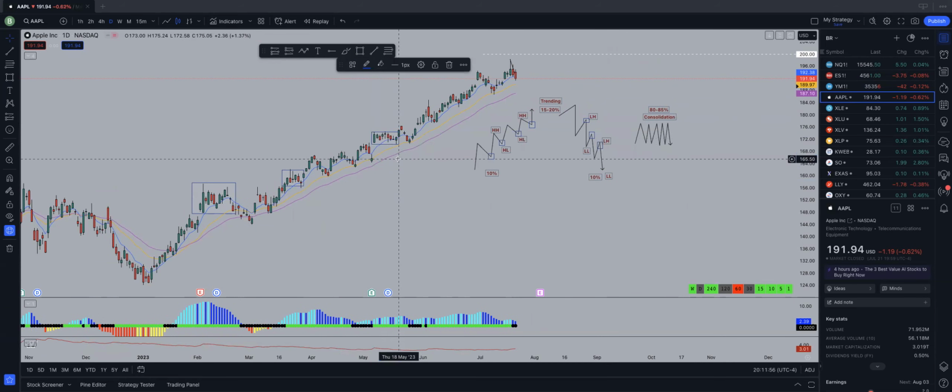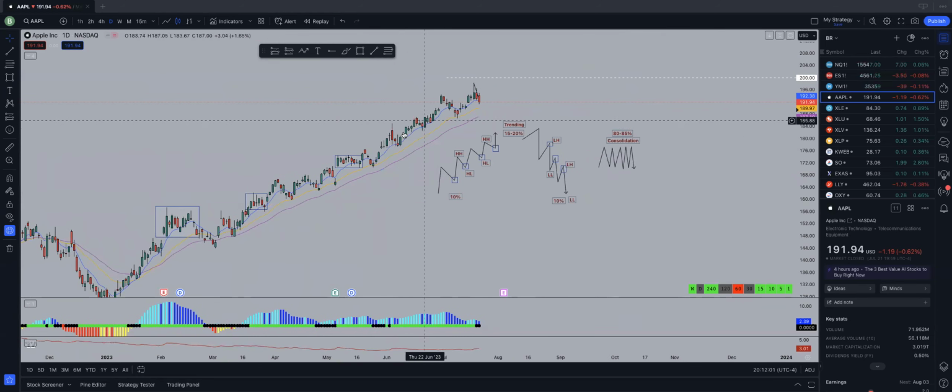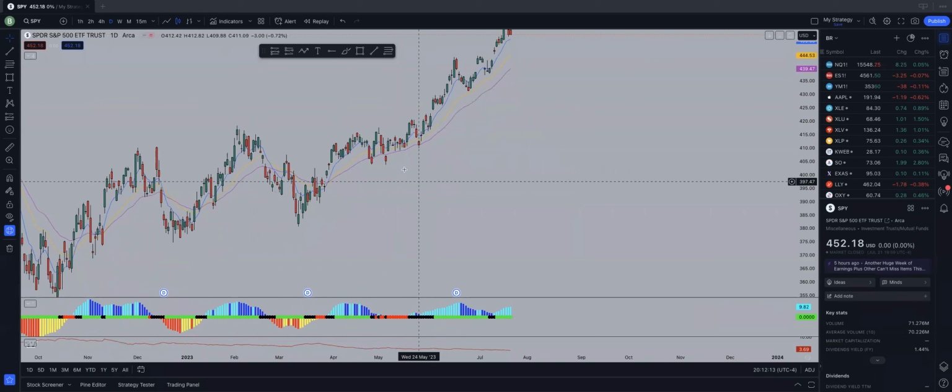Consolidation phase, directional move. Now notice this is somewhat of a consolidation phase, but it's headed upward. So that makes it even more obvious that we are probably going to head upside, right? If we go look at the overall market, so SPY, really easy to identify here.